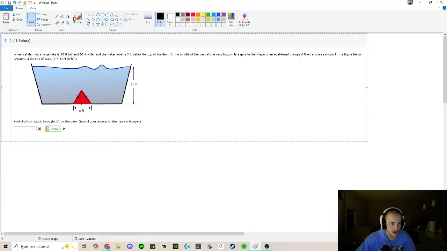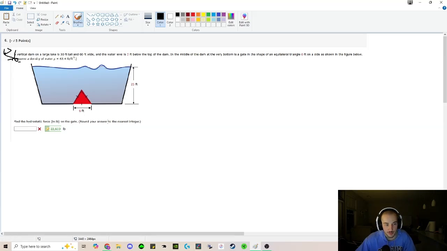This one here is 1.3.6. Okay, I wrote that maybe poorly, but it's fine. And so we've got a vertical dam. It's got this triangle, right? We're just doing the same hydrostatic force. So how do we do hydrostatic force?